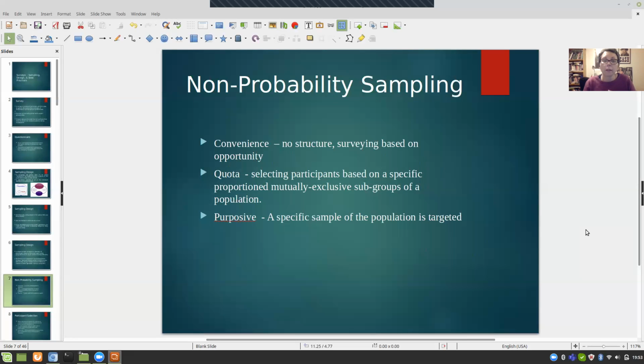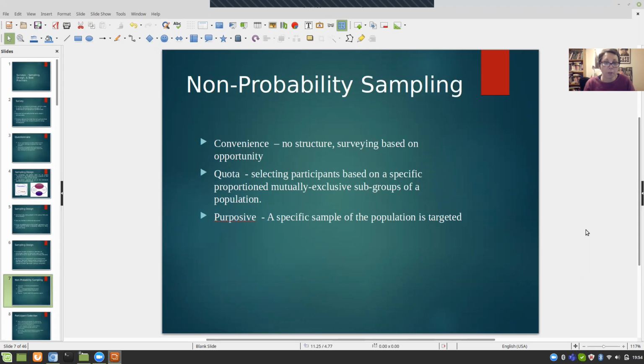Okay, next is the quota. So this can be important so that you make sure, for example, that you get equal amounts of men and women in your sample. Maybe you want to make sure that you include a representative amount of people who are first generation college students.